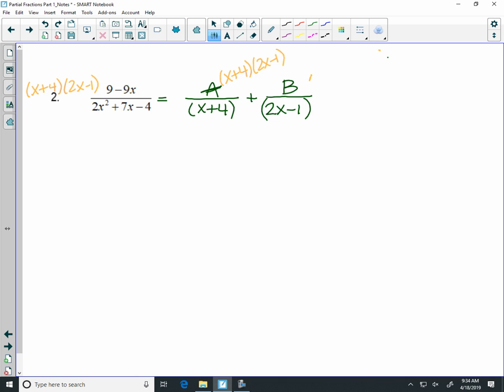I'm going to write it with every term. If you only need to write it once on each side, that's fine. I like to show what I'm crossing out. So we know that x plus 4 times 2x minus 1 is equivalent to that, so it's going to cancel that whole guy, leaving us with 9 minus 9x. My A fraction, I'm going to cancel the x plus 4s. My B fraction, I'm going to cancel the 2x minus 1s.